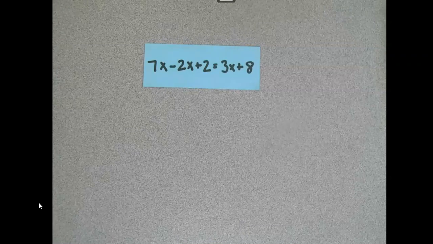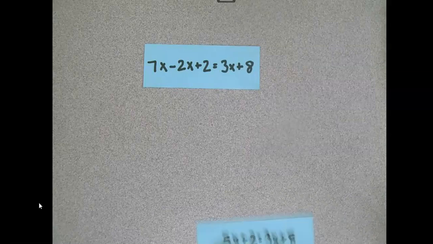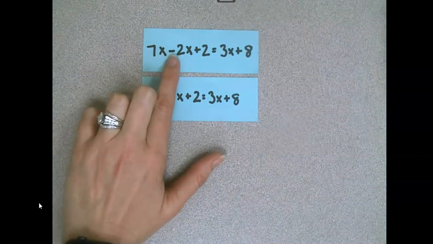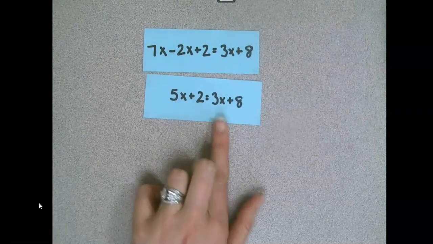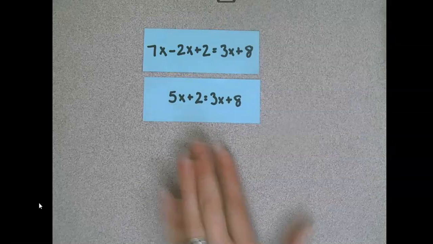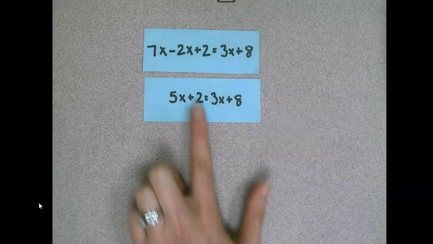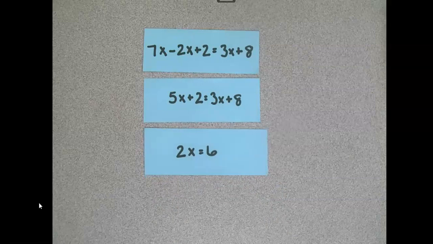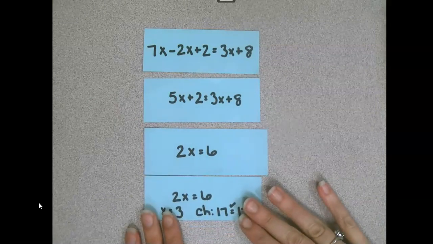So if we started out with a problem like this, 7x minus 2x plus 2 equals 3x plus 8, we could then combine like terms to make this a simpler problem. So we would start by combining our 7x minus our 2x, leaving us with 5x plus 2 equals 3x plus 8. Once we have it set up like this, then we can mentally take 3x from both sides and our 2 constant from both sides, leaving us with 2x equals 6, and therefore x equals 3.